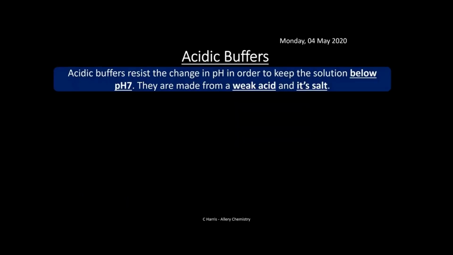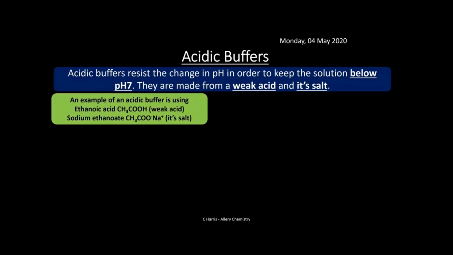Acidic buffers resist the change in pH in order to keep the solution below pH 7, because acids are below pH 7. Resist is the key word here. They are made from a weak acid and its salt. Not any salt, it has to be the salt of the weak acid you're using. An acidic buffer uses ethanoic acid, CH3COOH, which is your weak acid, and sodium ethanoate, which is its salt.